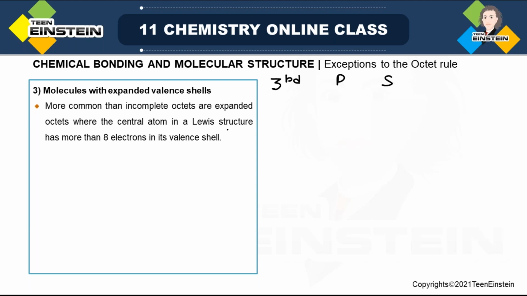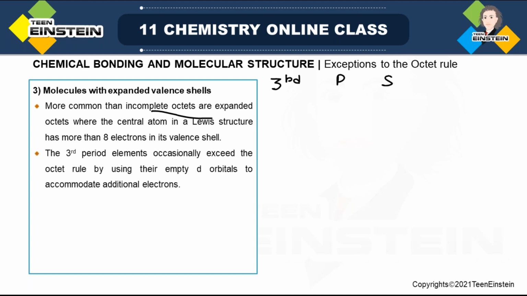Molecules with expanded valence shells are more common than incomplete octets. The previous case is actually rare. You will see it only for boron, aluminium, or beryllium. But this case, compared to the previous case, is more common. In this case, the central atom in the Lewis structure will have more than 8 electrons in its valence shell. So third period elements are basically involved here.